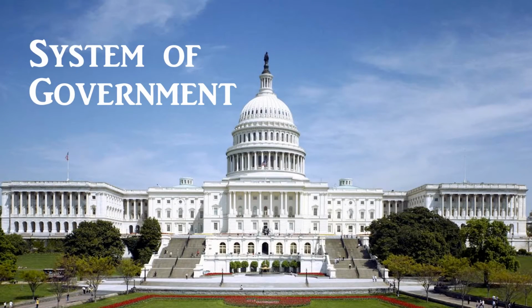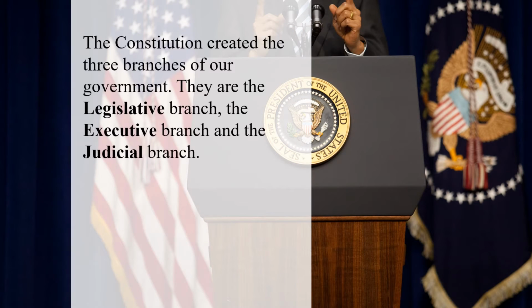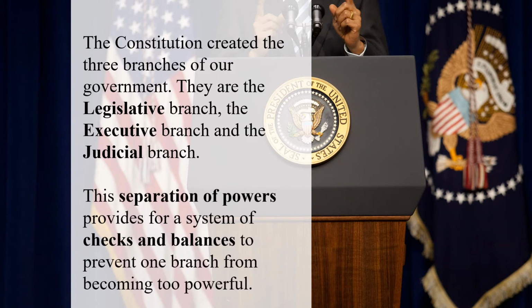System of government. The Constitution created three branches of our government. They are the legislative branch, the executive branch, and the judicial branch. This separation of powers provides for a system of checks and balances to prevent one branch from becoming too powerful.